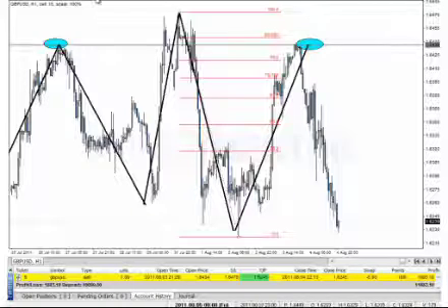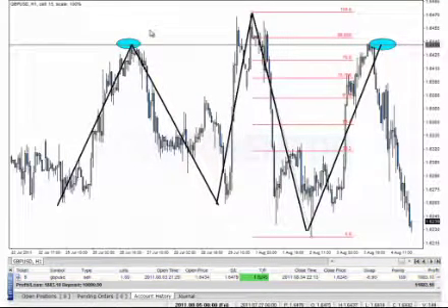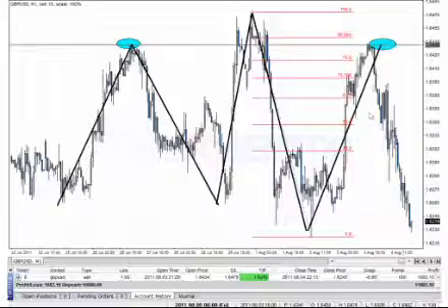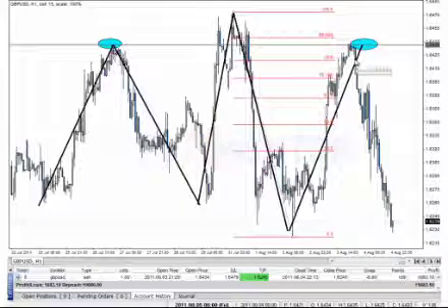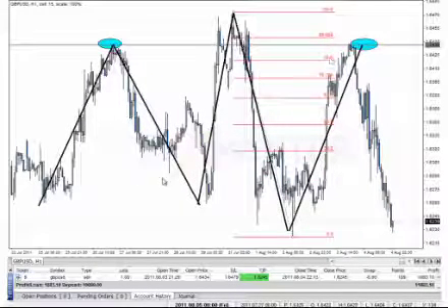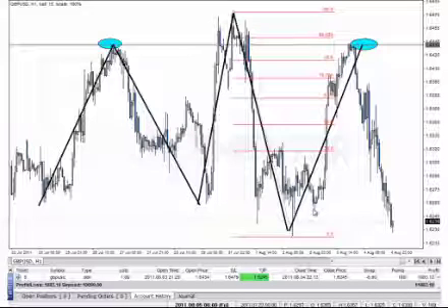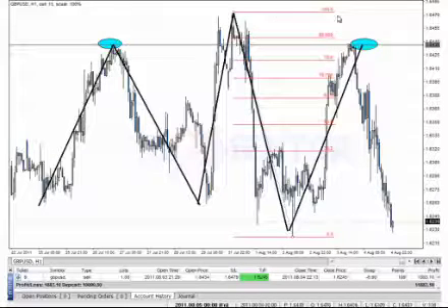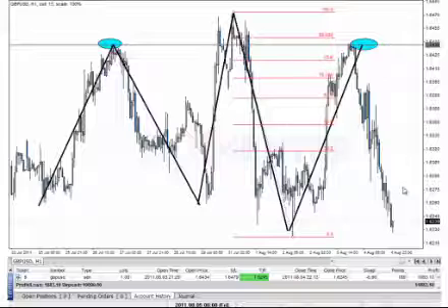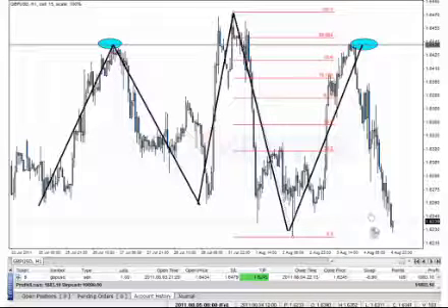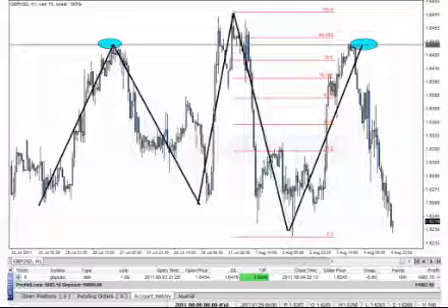So that's what we call a pattern within a pattern, a daily bearish bat pattern at key resistance on the daily chart, and we had an hourly head and shoulders pattern. We were able to reduce the risk on the trade and look for a good profit potential. I hope you found that helpful.